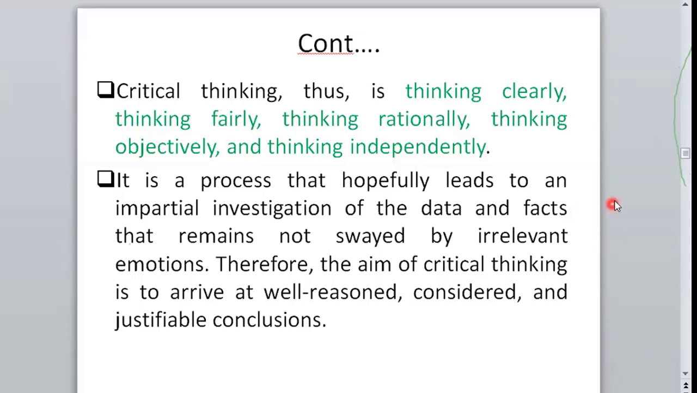It may be contrary to our perspective, and it may not be also. A thorough investigation of the data and facts that remains not swayed by irrelevant emotions. Here, in critical thinking, we should not permit our gut feeling and emotions. Sometimes emotions may work. When we lack experience, gut feeling and emotions may work. But in critical thinking, we should not permit irrelevant emotions. Feelings are not correct by themselves. So we should not permit our emotions to prevail over facts. Therefore, the aim of critical thinking is to arrive at a well-reasoned, considered, and justifiable conclusion.